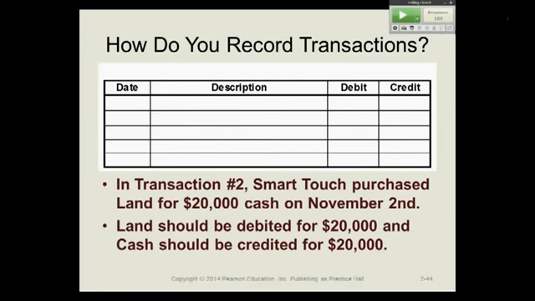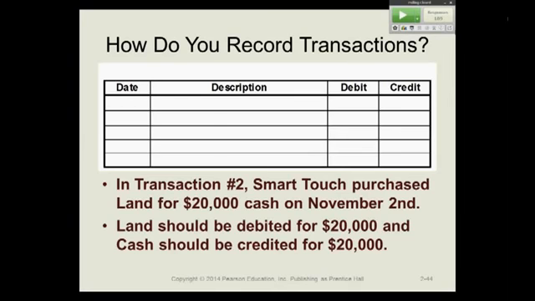All right, next, if we remember back, and again, we want to use pretty much a running example, a comprehensive and a continuous illustration. Transaction 2, they purchased land for $20,000 in cash. So once again, the repetition, you've got an asset, land, increasing by a debit, and cash is another asset, but it's reduced by a credit. So the journal entry should have a debit to land and a credit to cash.